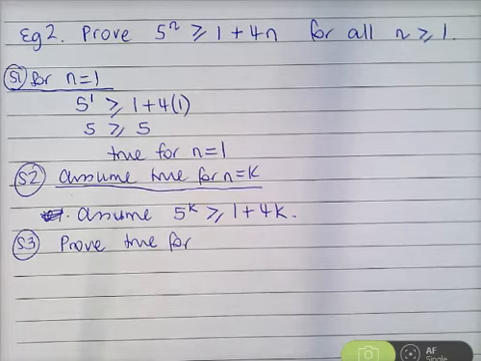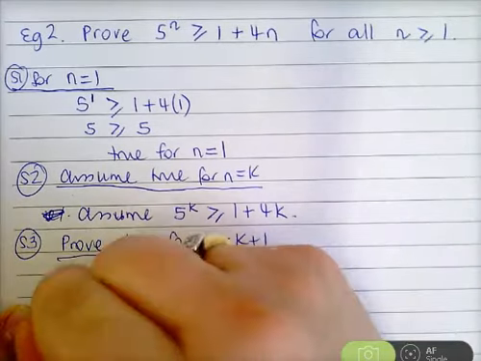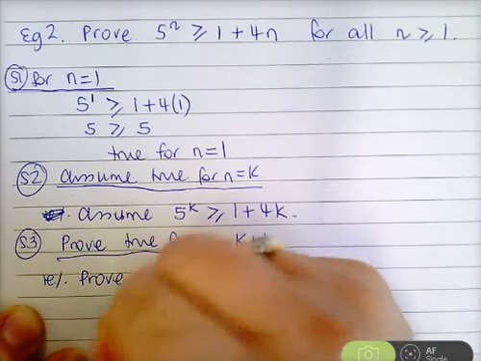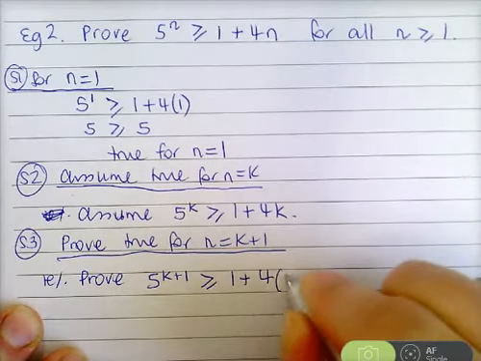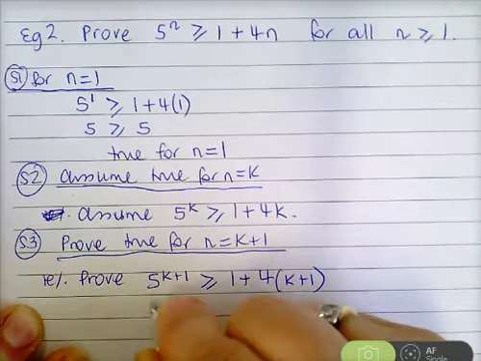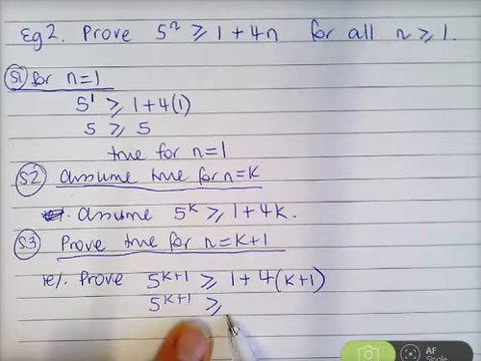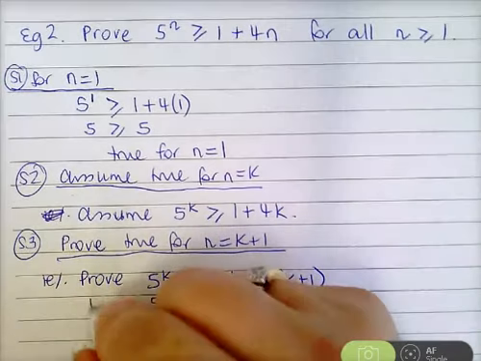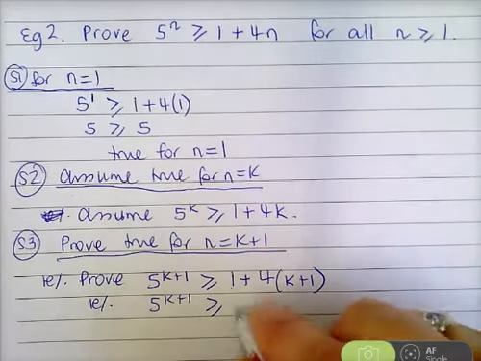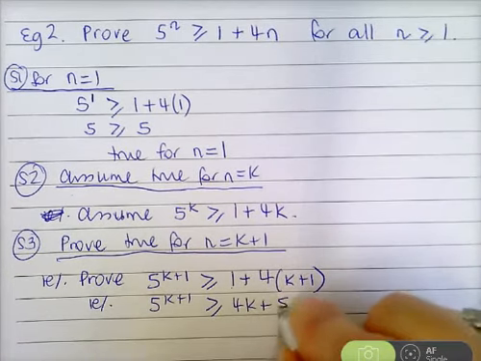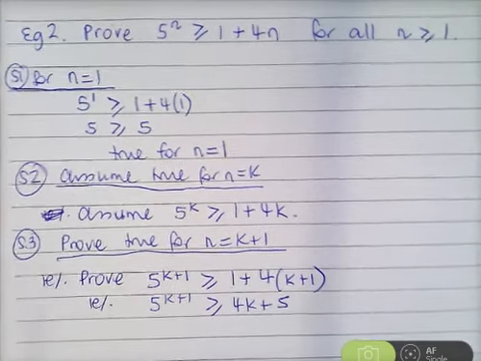Does that make sense? So prove true for n equals k plus 1. That is, we're going to prove that 5 to the power of k plus 1 is greater than or equal to 1 plus 4 times k plus 1. Do you know why I'm rewriting this? I could put equals, but I'd rather write it the way you're going to do it. What have you got? 1 plus 4k plus 4, so it's 4k plus 5. That's what you're trying to prove: that 5 to the power of k plus 1 is greater than or equal to 4k plus 5.